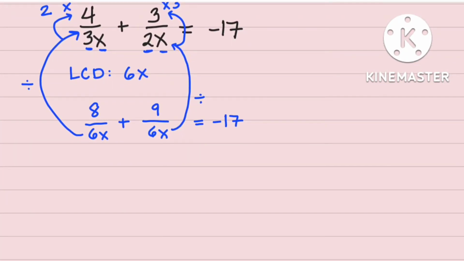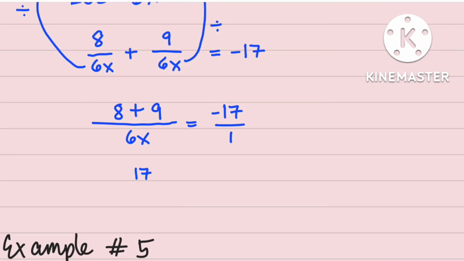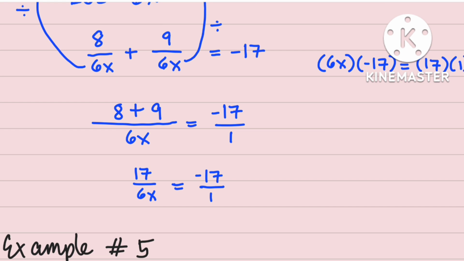Now that the two have the same denominators already, we can now combine them into a single fraction. And I will start affixing 1 here. What is 8 plus 9? That is 17. So 17 over 6x, it should be equal to negative 17 over 1. Rule of proportion, the product of 6x and negative 17 should be equal to the product of 17 and 1. 6x times negative 17, that is negative 102x, while 17 times 1, that is 17.